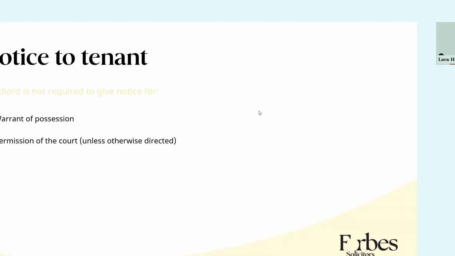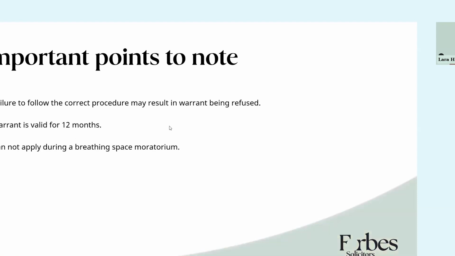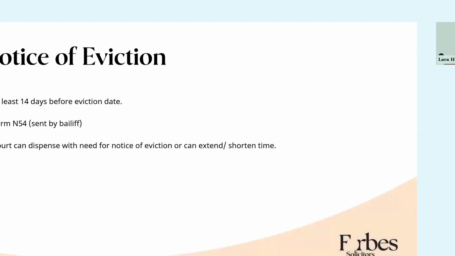So I've covered notice to the tenant. You don't need to give notice unless the court directs otherwise. Okay, so there are just a few important points to note when requesting the warrant. Failure to follow the correct procedure may result in the warrant being refused. As we have discussed, the warrant is valid for 12 months. And you can't apply for the warrant during a breathing space moratorium as well. So you would just have to check the individual circumstances of the case.